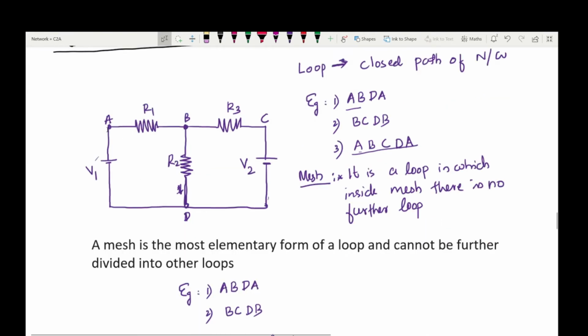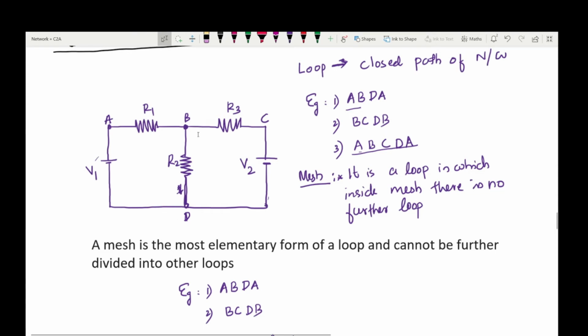In this case, when we consider the outer loop A, B, C, D, A, it contains two inner loops, A, D, B, A and B, C, D, B. As per the definition, a mesh doesn't contain other loops inside it. So this third loop is not a mesh. These two loops, ABDA and BCDB, are meshes.